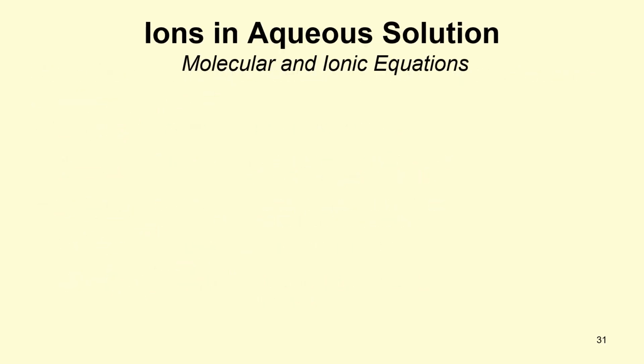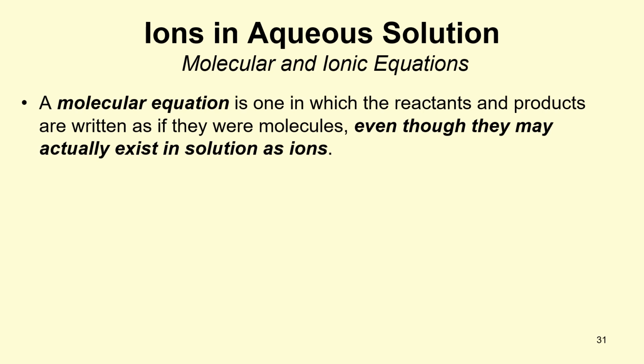All right, so like I just said, we have different ways of representing our equations. Some by putting the little symbols: solid, liquid, aqueous, whatever. And then sometimes, like I just showed you, we represent them as ionic equations. So let's look at an example. A molecular equation is where the reactants and products are all written as if they were molecules, even though they may actually exist in solution as ions. And so that's where we put the labels.